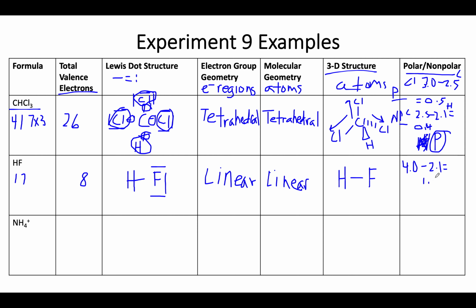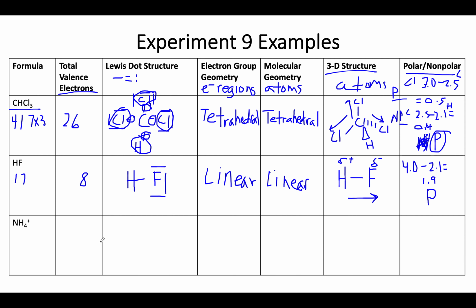So that's 1.9. And if it just has to be greater than 0.4, that means it's a polar bond. So we can draw in here and show it's pulling to the right, which means that's partial negative on fluorine, partial positive on hydrogen, and this is a polar molecule.